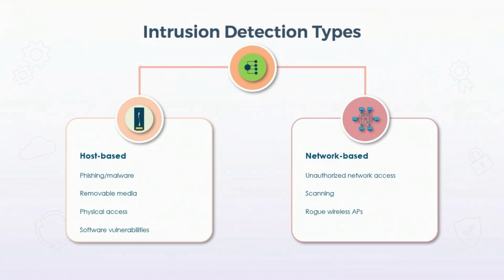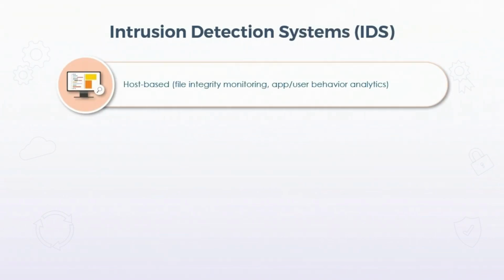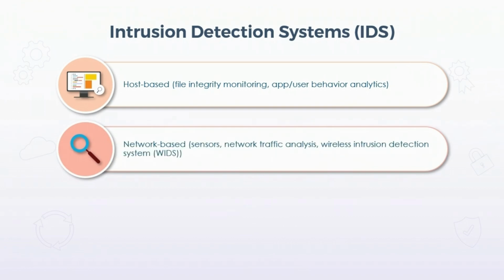So an intrusion detection system, or an IDS, can be host-based, where it looks at file integrity monitoring to determine if files have been tampered with. It can use app and user behavior analytics to identify something suspicious without actually matching it to a known pattern or a known signature of attacks. Network-based intrusion detection systems use sensors, which can come in the form of hardware appliances, or it could be software running on a host, plugged into a certain place on the network to capture relevant network traffic. So network traffic analysis, wireless intrusion detection systems, or WIDS, and so on.